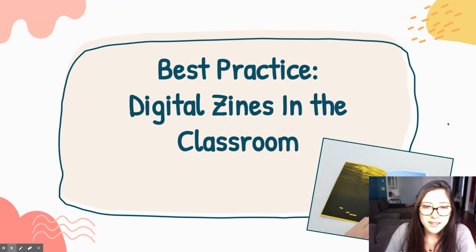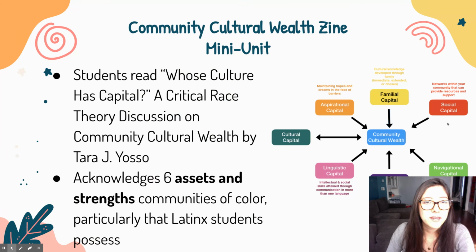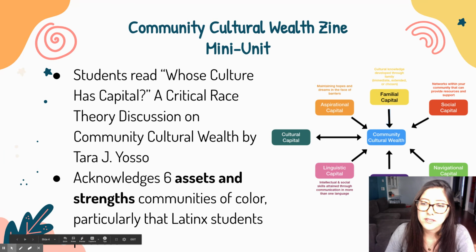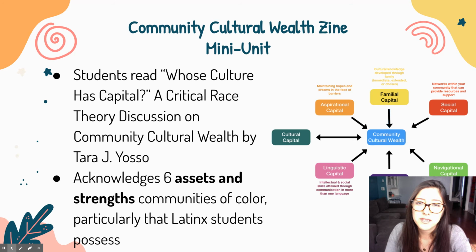So the first thing we had students do was complete a reading on Whose Culture Has Capital, a critical race theory discussion on community cultural wealth. This is what students base their digital zines on after reading the theory on community cultural wealth. Students learned about these 6 different capitals, strengths, or skills that students of color, in particular Latinx students, possess that help them be successful in and out of the classroom, as well as navigate social institutions. And we were really talking about the education system in our mini unit.